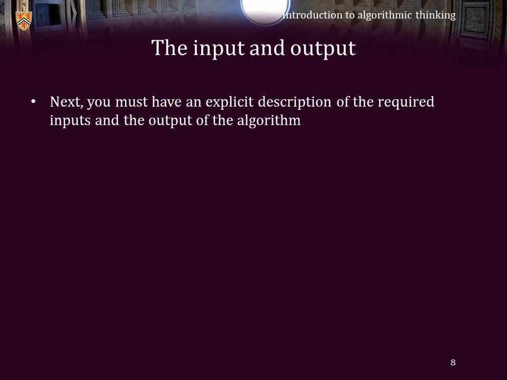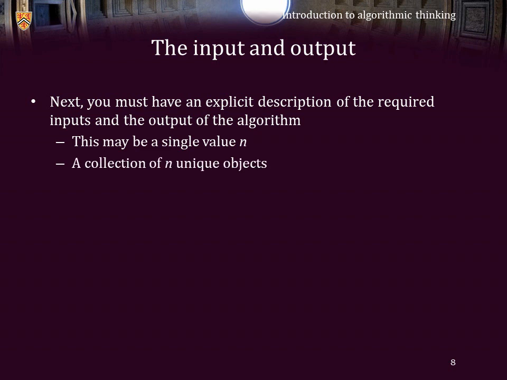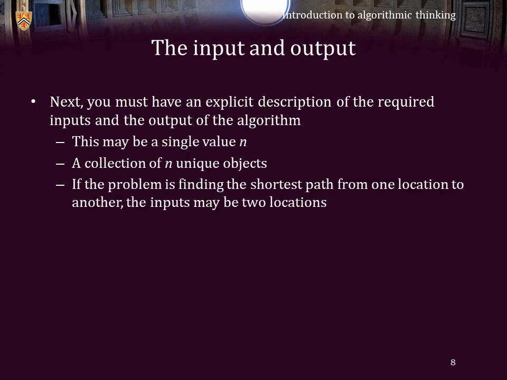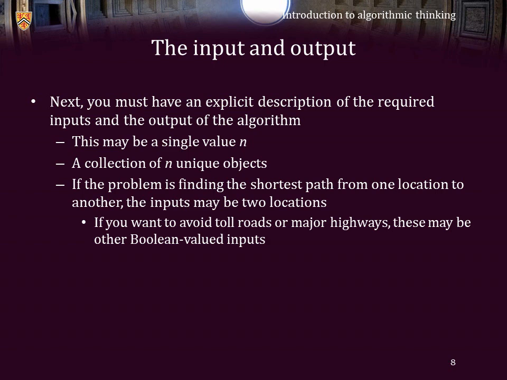Next, once you have a description of the problem, then you also have to clearly specify what the inputs and outputs of the problem are. It may be a single value, like an integer, n. It may be a collection of n unique objects. If the problem is finding the shortest path from one location to another, the input may be the two locations, either specified by strings or perhaps by locations on a map. You may also want to avoid toll roads or major highways, in which case this may be two additional inputs to the problem, being true or false.